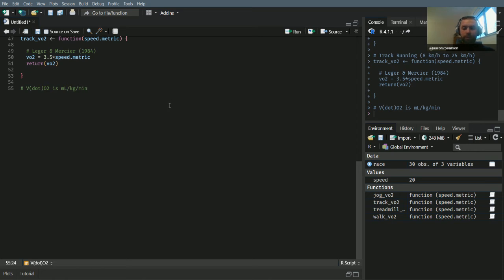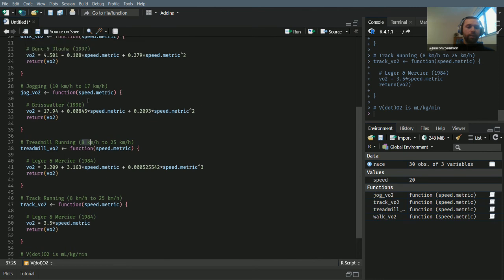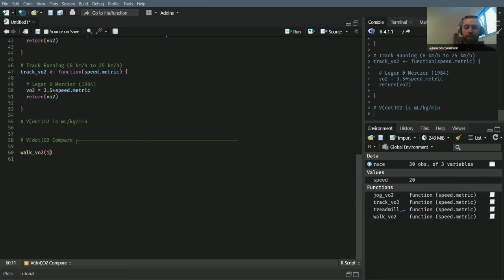So let's compare the VO2 estimates, VO2 comparison, or compare, let's say, for brevity. So we'll have walk underscore VO2. You can hit tab when that comes up, just for it to move a little bit faster. It's almost like shorthand. And let's say we'll take somebody who's moving at 10 kilometers per hour, just because 10 is a good overlapping value between all of our functions here. So walk, there we go.